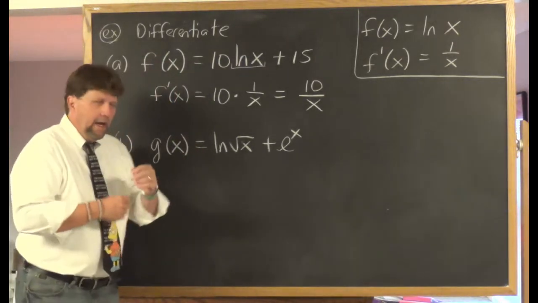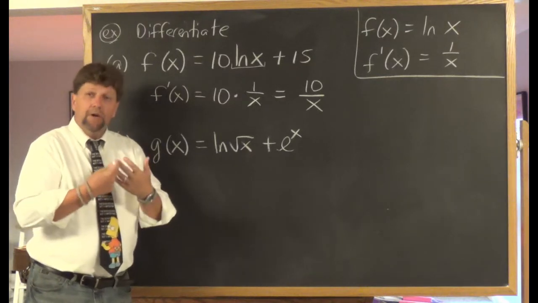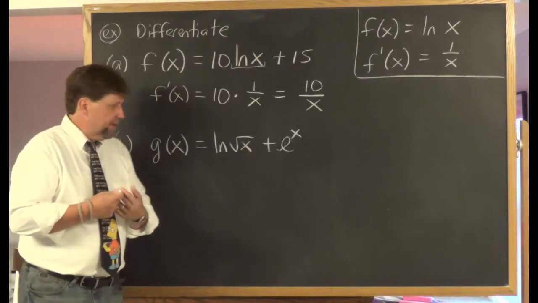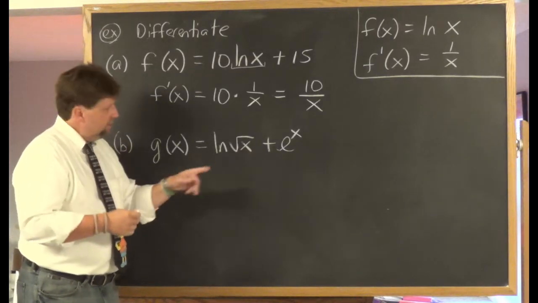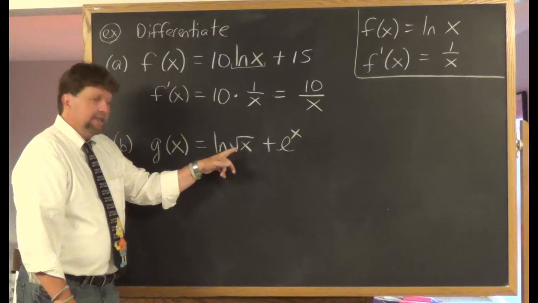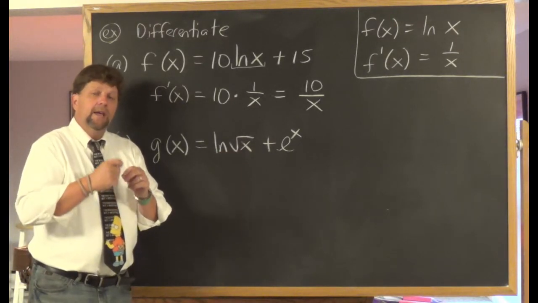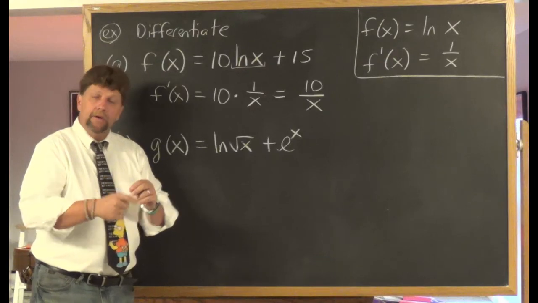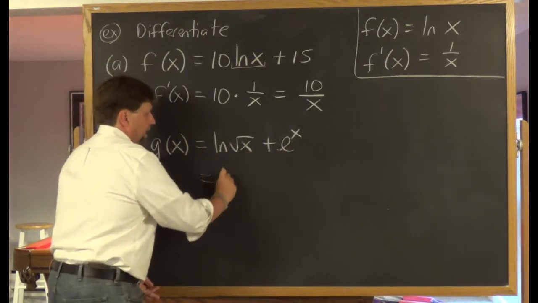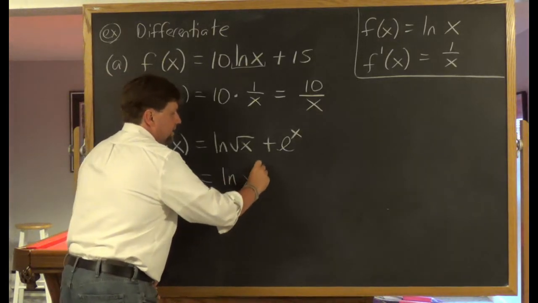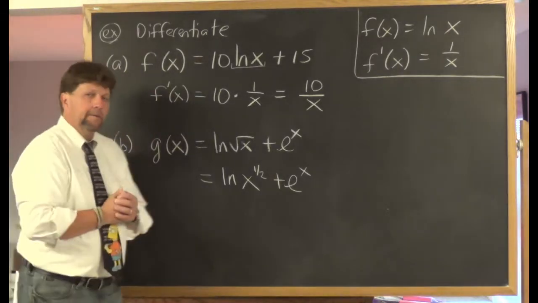Now, in part B, I'm going to do a little bit of prep work first. In other words, I'm going to do a little bit of algebra. Algebra should help us. Algebra is our friend in a lot of calculus problems. And I'm going to start off with the pesky square root x. Remember, we can rewrite square root x as x to the 1/2 power. So that's my first step, to rewrite the function as ln x to the 1/2 power plus e to the x.